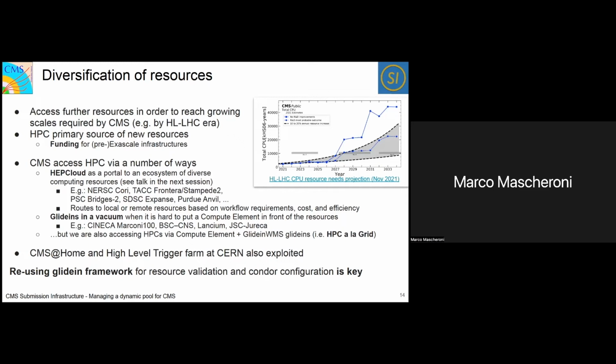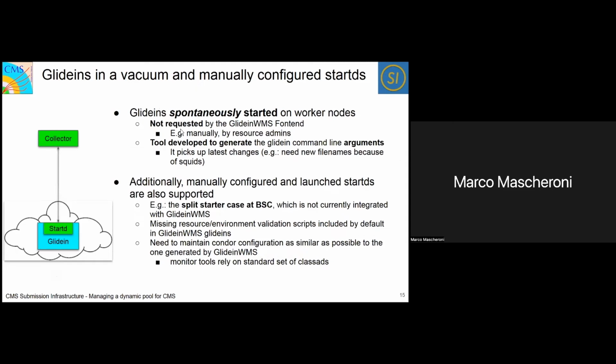Okay, so I was saying that the key aspect of accessing those resources, even if they don't have a CE, is to reuse the Glidein framework as much as possible and reuse all those validation scripts and all those scripts that configure the startds that we have developed over the years. And this is done through this Glidein in a vacuum technology, where Glideins spontaneously start on the worker node, which means that they are not requested by the GlideinWMS front end, but started by a resource admin.